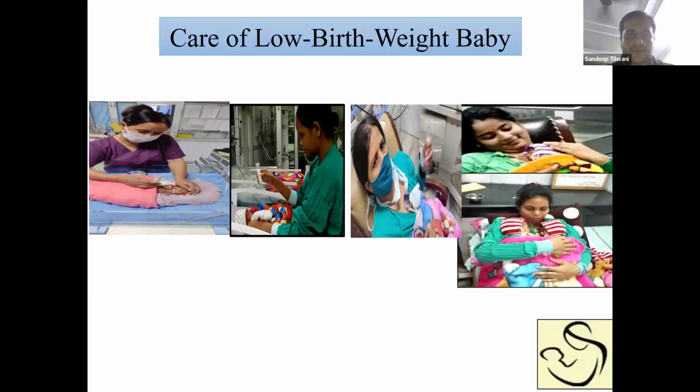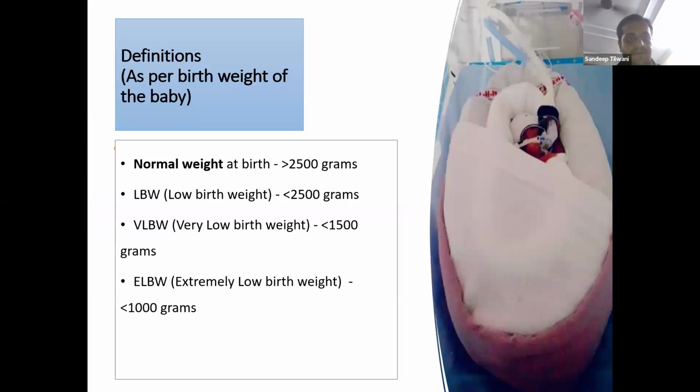So, first of all, before we start the care of the low birth weight baby, I'll give you a brief about what we mean by a low birth weight baby, and how you classify a low birth weight baby, right? So, first we'll start with the definitions. As per the birth weight of the baby, we can classify a baby as having a normal birth weight, or a low birth weight, or very low birth weight, or extremely low birth weight.